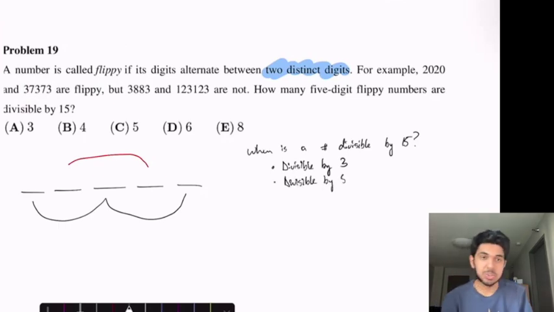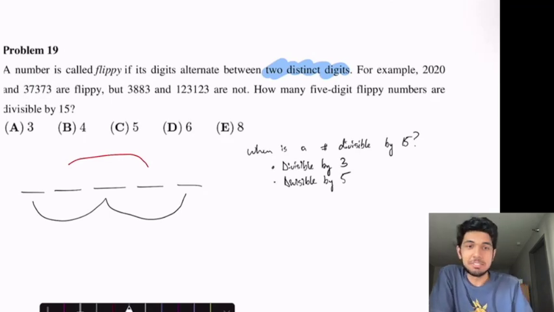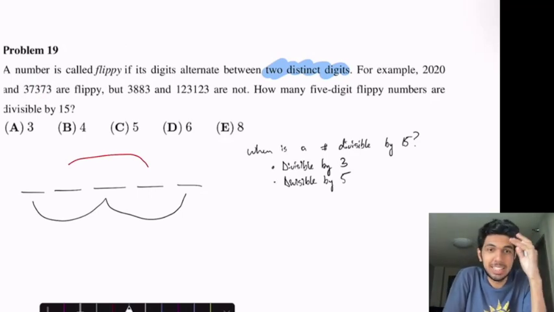If we have these two things, then we're in business. We have a number that's divisible by 15. Okay, so when is a number divisible by 5? If I were to give you any random number, 27, is that divisible by 5? No, you can divide it through and see that it's not.